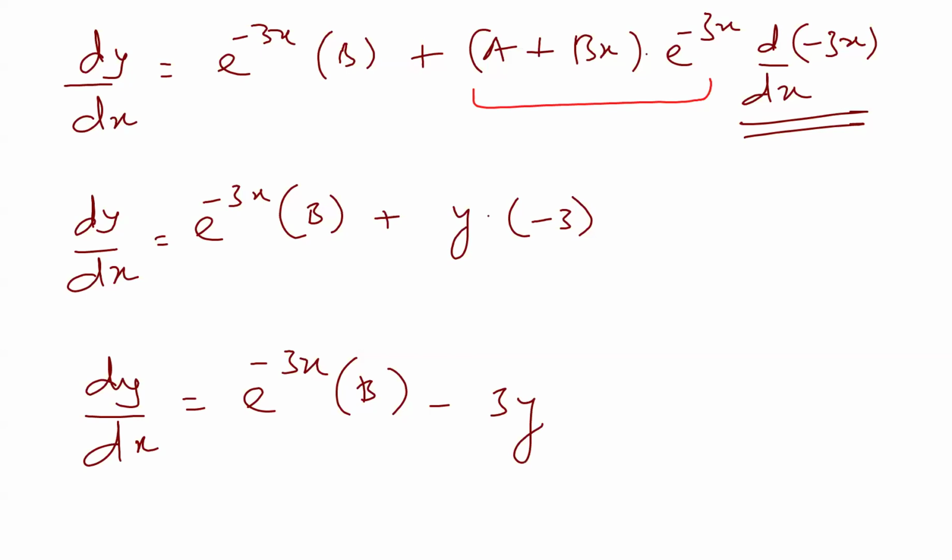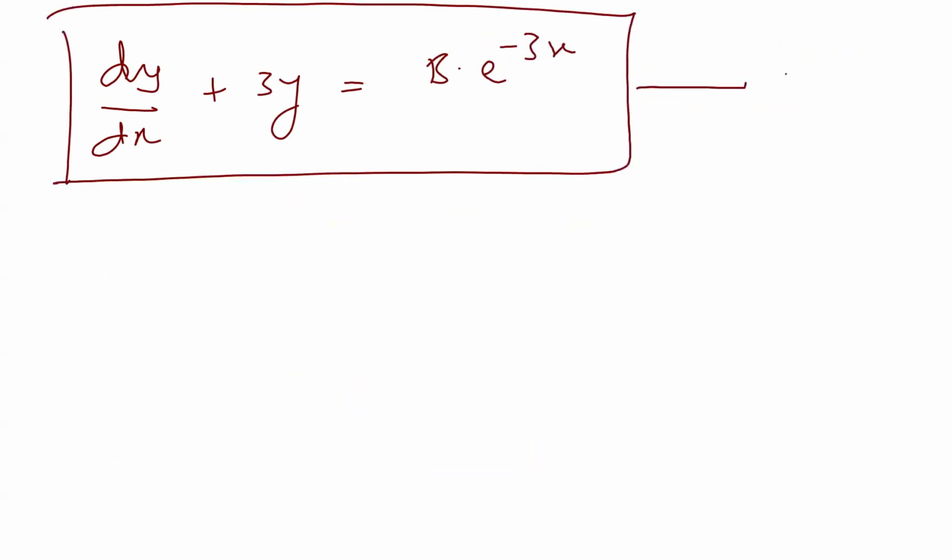Fine. So I'll take this minus 3y on the left hand side. I'll make it plus 3y. So dy by dx plus 3y equal to b e raised to minus 3x. I'm marking this equation number 1. You'll come to know why. Okay. Now we'll differentiate this.